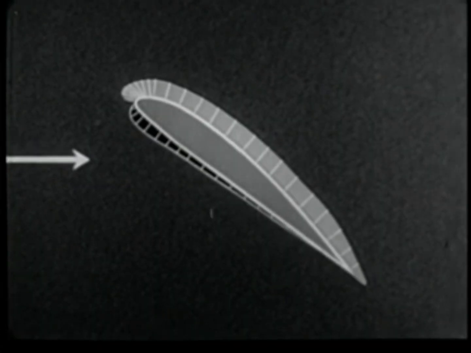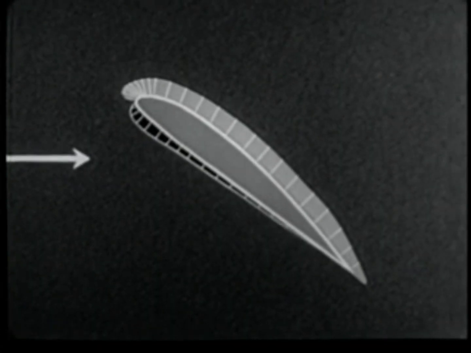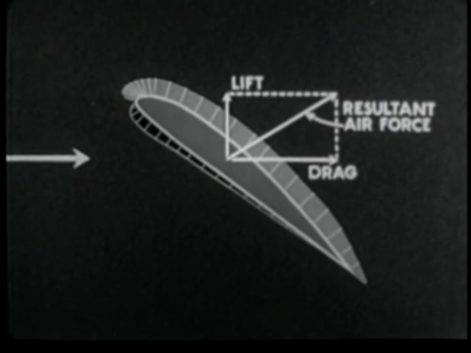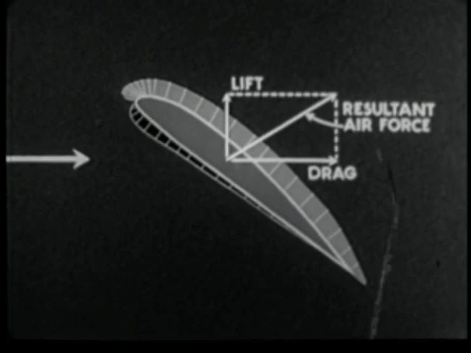It might appear from this diagram that at this angle of attack, the uniform pressure distribution over the upper wing surface would be desirable. However, above the stalling angle, the resultant air force acts in such a direction that the drag is its large component.